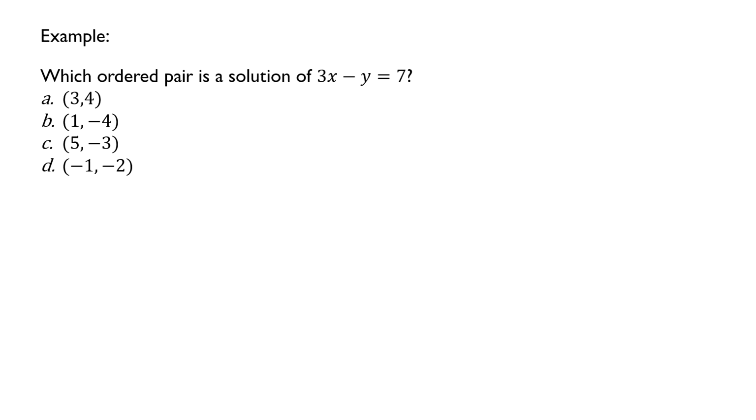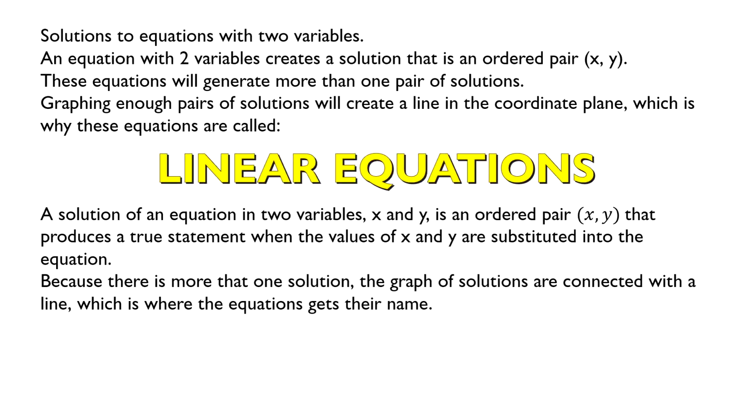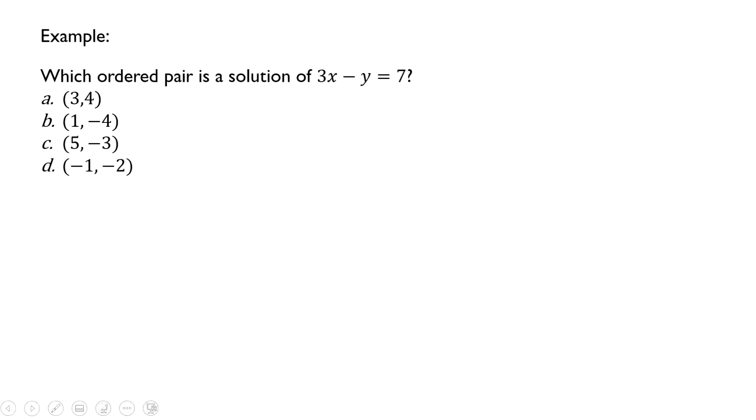So here's our example, asking: are these solutions to our equation? Our equation is 3x minus y equals 7. They gave us 4 possible choices as possible solutions to that equation, and all we're going to do to find out which one works is plug them all in and see if the statements are true. So you take our first one, (3, 4). We're going to have 3x, whoops, sorry. I always forget to turn on my pen. Here we go.